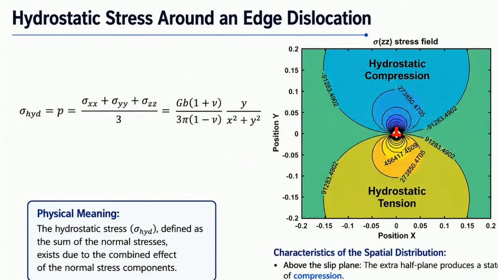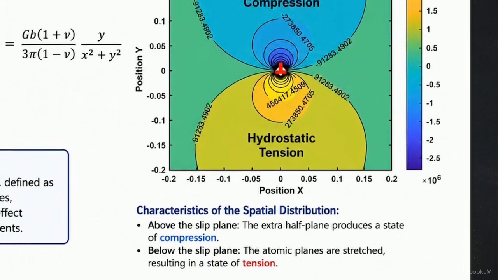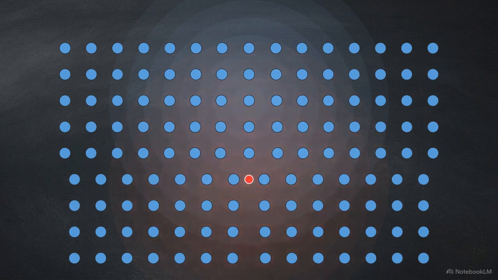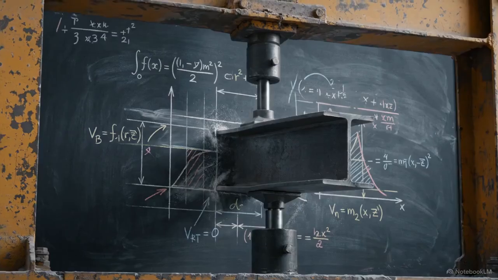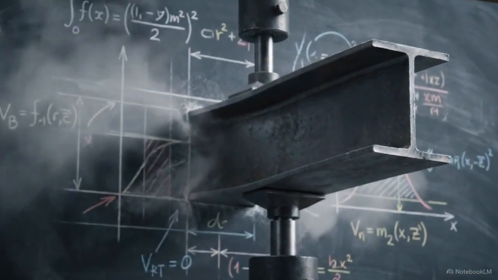Because the sum of normal stresses is non-zero, the dislocation generates a hydrostatic stress field, defined here by sigma Hyd. The contour map shows the extra atomic half-plane acting like a wedge, crushing the lattice above into hydrostatic compression. Conversely, the lack of atoms below the slip plane stretches it apart, forcing it into a state of hydrostatic tension. This localized hydrostatic field actively drags foreign atoms, like carbon, into the tension zones to relieve stress. It is this precise interaction that turns edge dislocations into defect magnets, a mechanism that dictates the final yield strength of industrial metals.